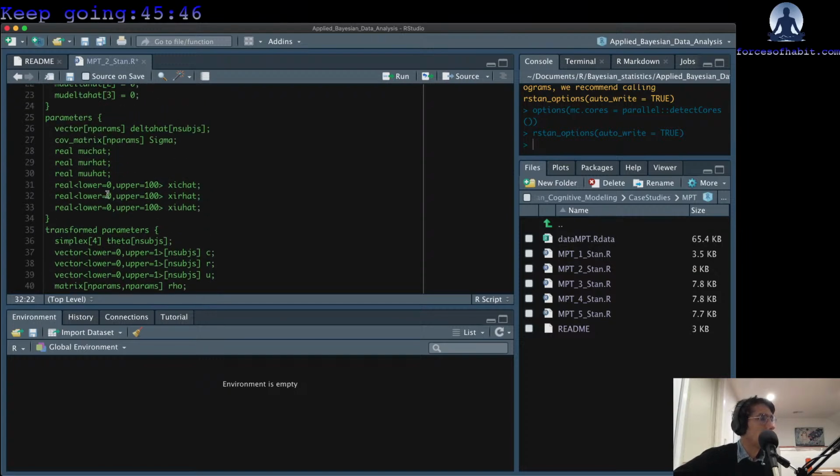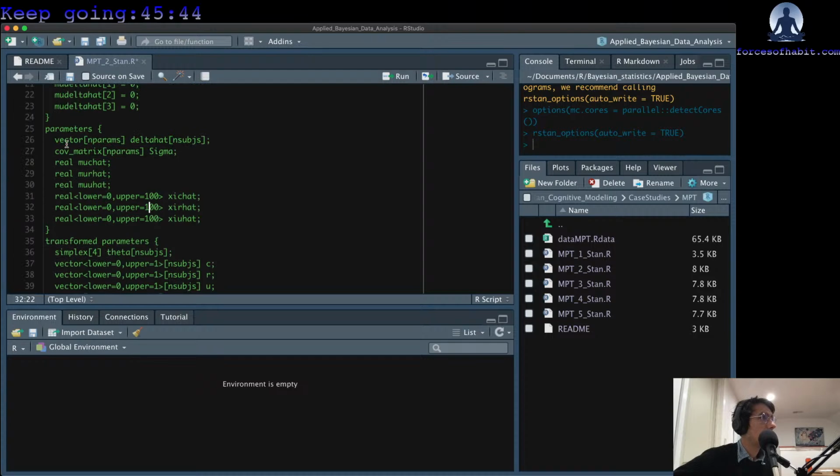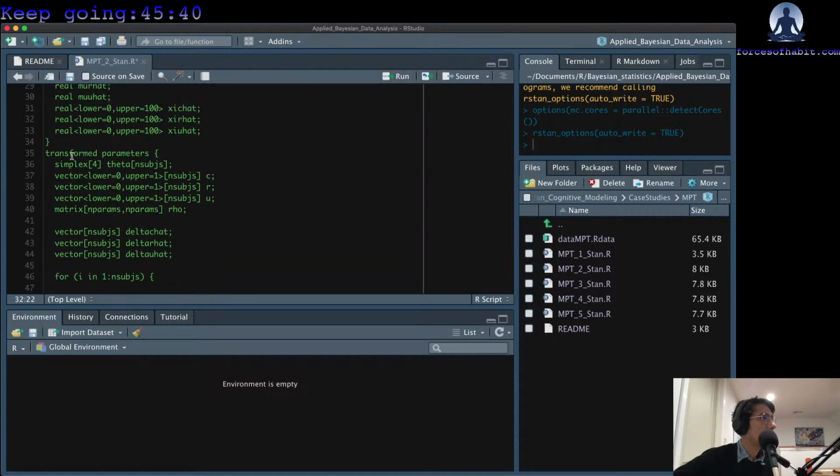So now that we have the parameters in the covariance matrix, now we transform those. A simplex is a vector of size 4 of non-negative continuous variables whose sum is 1. Whose theta, right, so when all the thetas add up, they equal 1. And this is for each subject, each getting one of these.